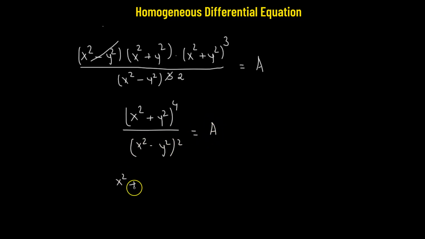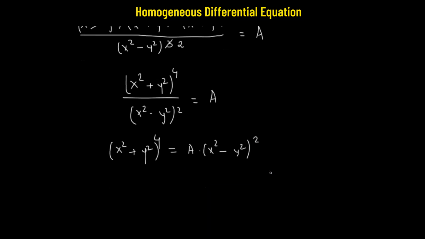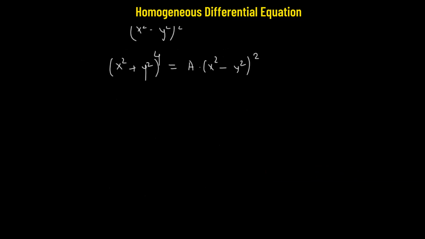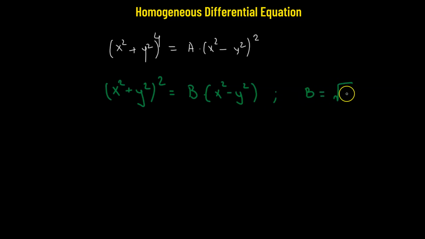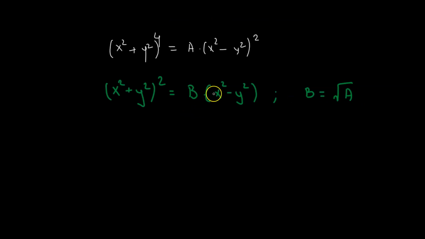Or simply (x squared plus y squared) whole raised to the power of 4 equals to a times (x squared minus y squared) whole squared. And what we can do, we can take the square root on both sides. That will give us (x squared plus y squared) whole squared equals to b times (x squared minus y squared), where we have considered the constant b equals to square root of a. So this is the required solution to the given differential equation.